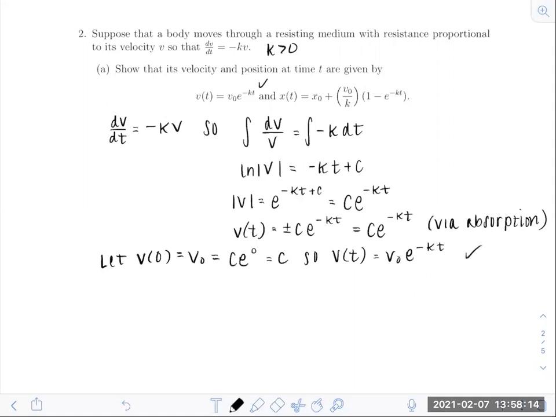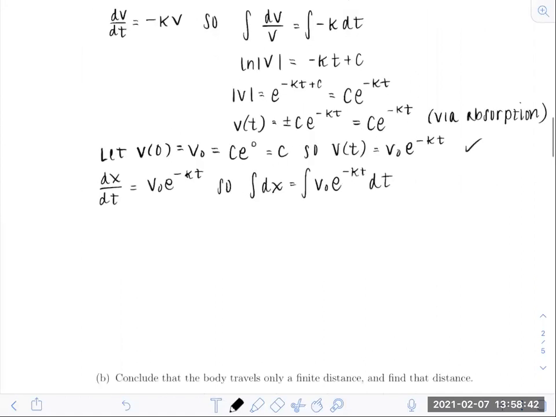And now we'd like to go one step further and solve for the position function. So recall that velocity is the derivative of position. So I'm going to replace that v of t with dx dt, and then separate variables. So dx on the left and the integral of v naught e to the negative kt dt on the right. All right, the integral of dx is of course just x of t.